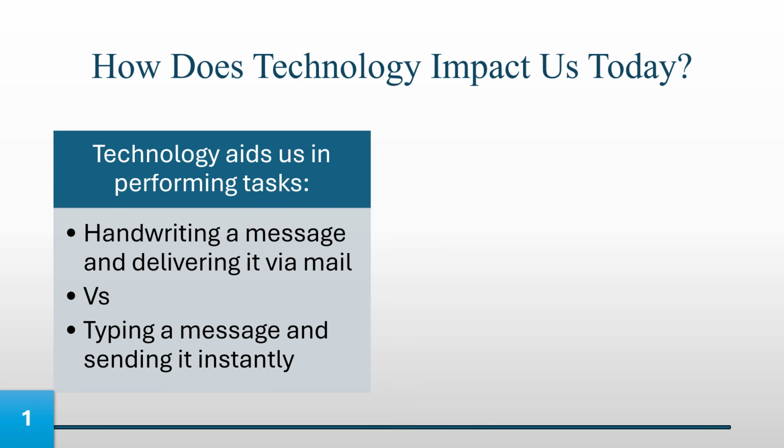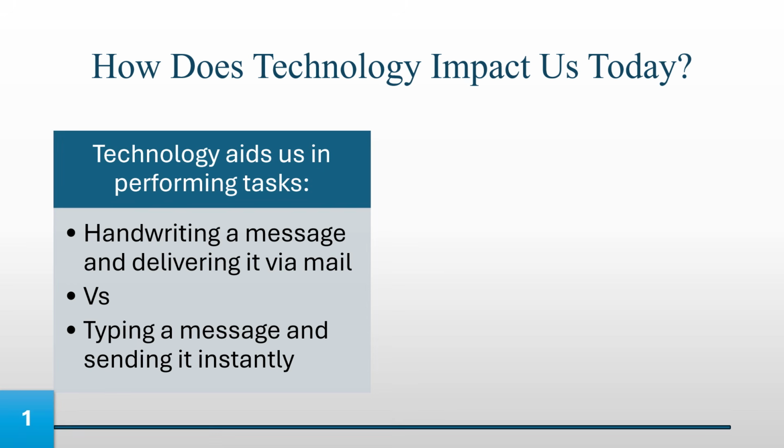For example, think about handwriting a message and delivering it via mail. If you have a friend that's in the next city over, it may take some time for that actual message to get to your friend. Well, what if your friend lived in another state or another country? It would take a very, very long time for that message to get to them. But if you use what's called email or electronic mail, just typing a message, you can send it out, it travels at the speed of light, and your friend will get that message instantly. So that's one example of how technology impacts us today.